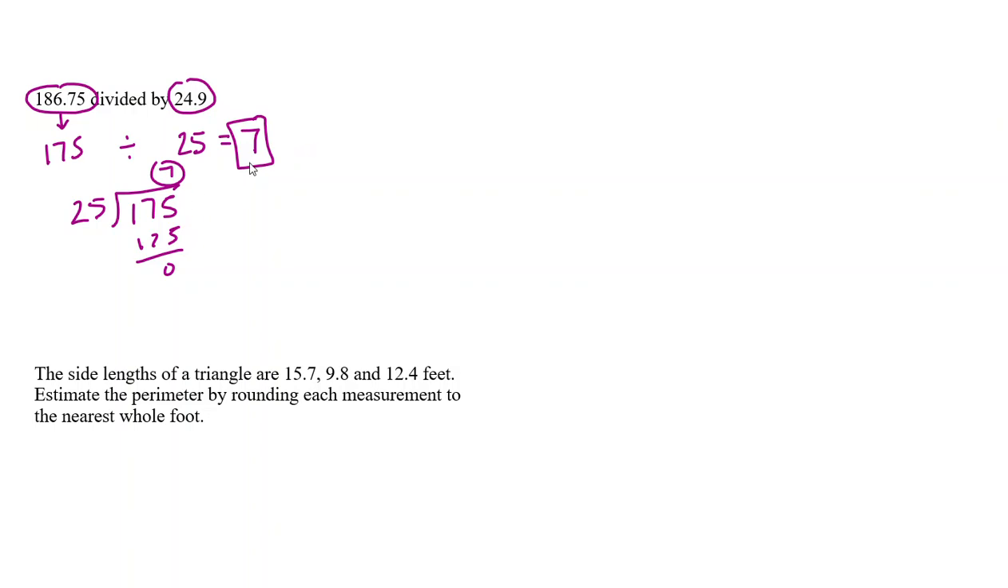If I wasn't taking care, I might have said, well, 24.9 is going to round up to 25, and 186.75 is going to round up to 200. And if I'd done that, then I would have got an answer of 8. So somewhere between 7 and 8 is probably what my answer is. Let's do it real quick, just for curiosity's sake.